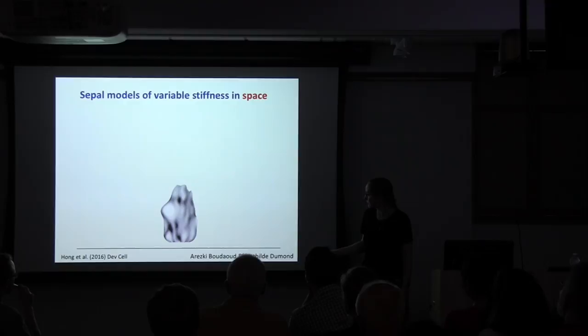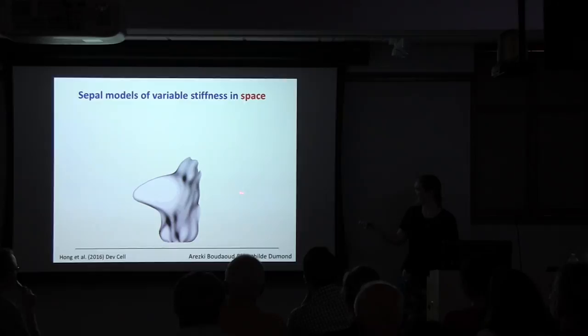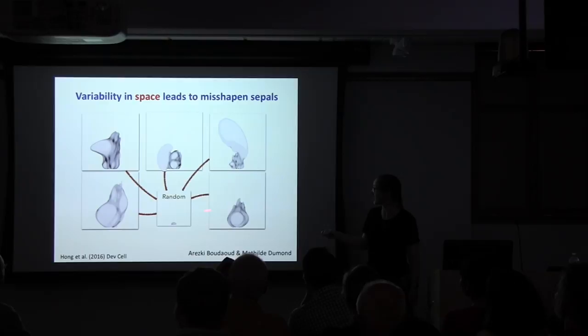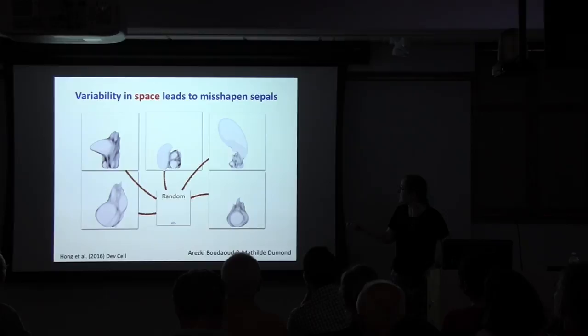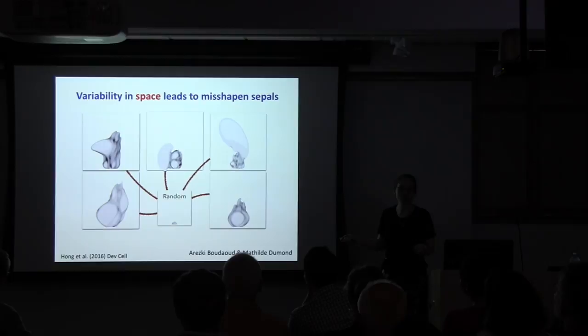Uh-oh, we got a nose. That's definitely not a sepal. And if we run this model again and again from different starting conditions, we never get a sepal out. We might get a Drosophila wing or a wing disc or something, but we never get a sepal. So clearly, this model that has variability in space does not produce regular sepals.